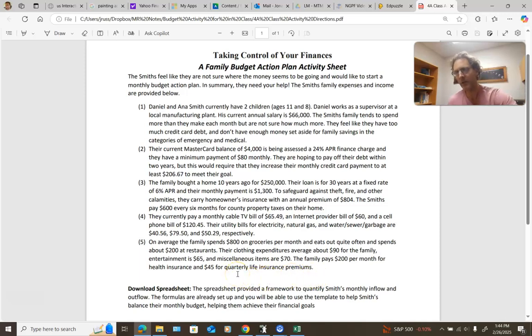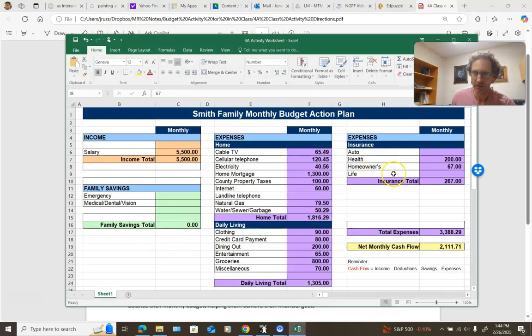And then finally, they pay $45 for quarterly life insurance premiums, okay? So you've got to remember what that term quarterly means. That means 4 times a year, which is every 3 months. So $45 every 3 months. If you divide 45 by 3, that's 15. So they're spending $15 a month on life insurance premium. Okay, so 15, and I'll hit enter.